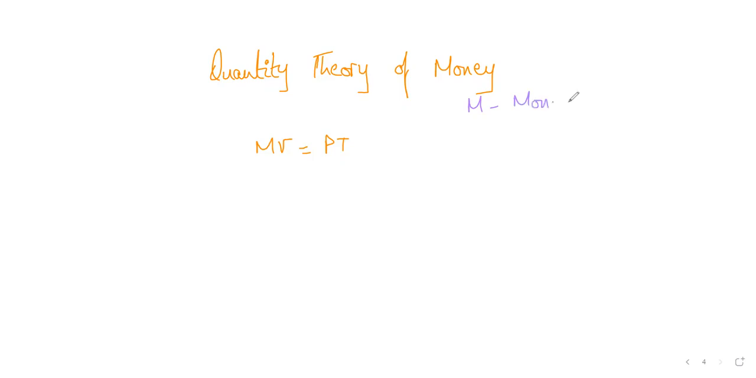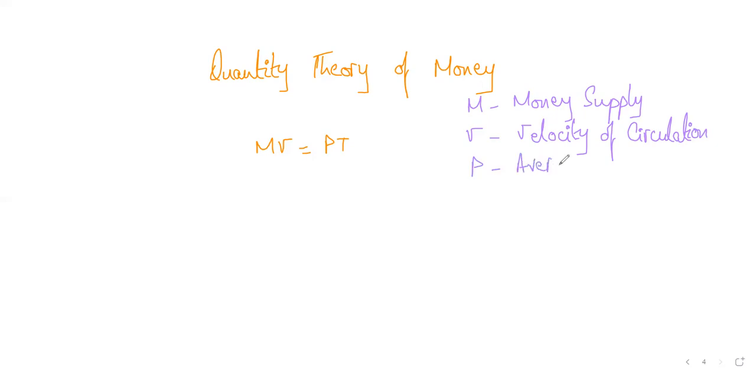So M stands for money supply. V stands for velocity of circulation. I'll explain all of this after I have written this down. Velocity of circulation, right? What is that? I'll tell you. Then P stands for the average price level, which we can also call the general price level, through which we measure inflation in an economy.